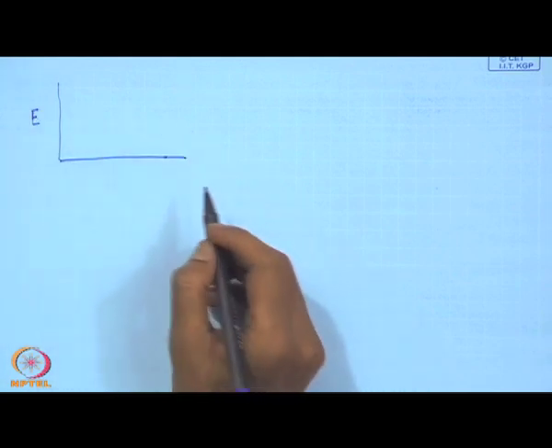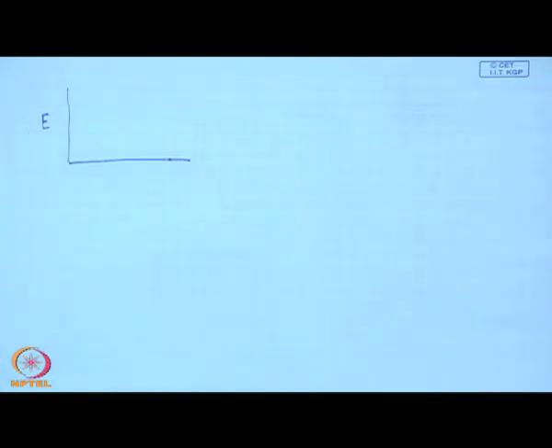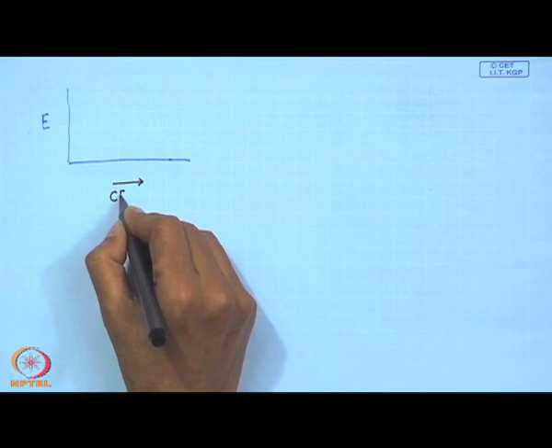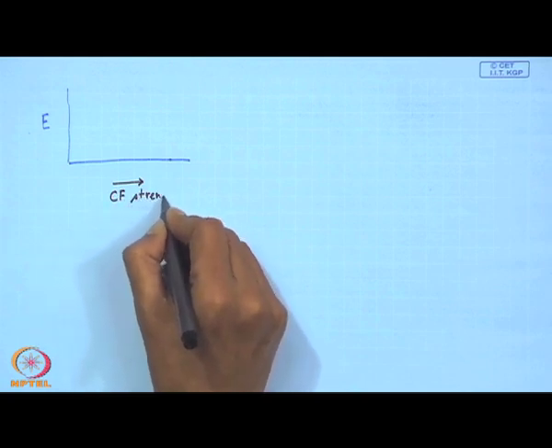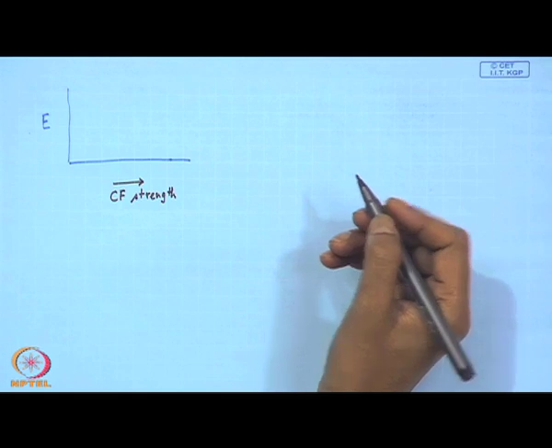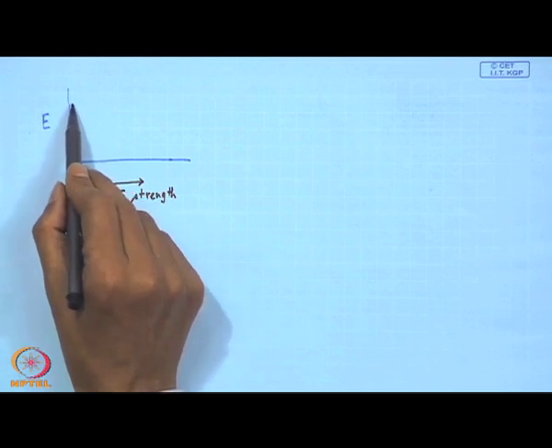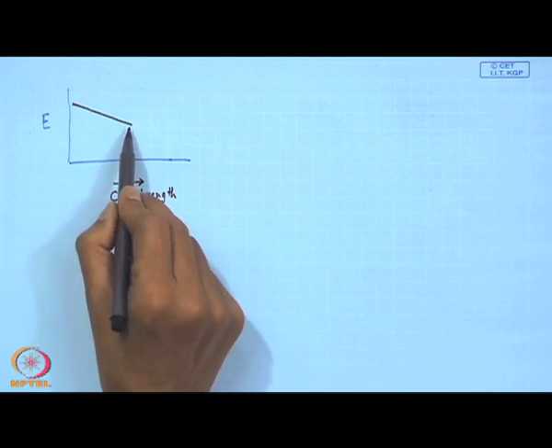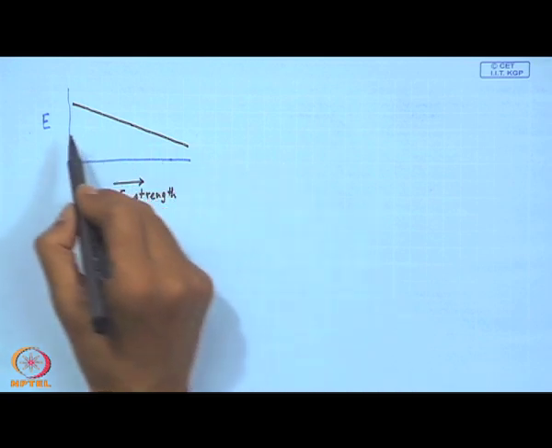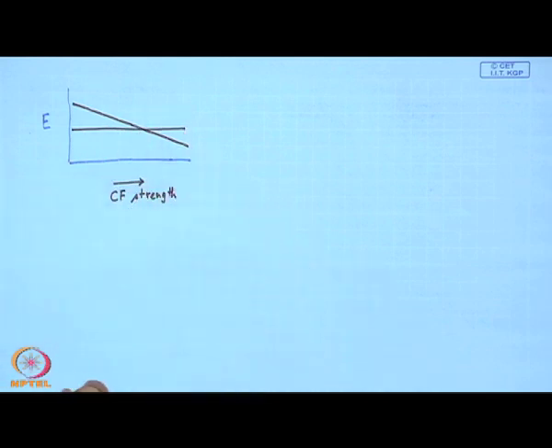So, E of the low spin and E of the high spin. We will find that as we change the crystal field (CF) strength, the energy for the low spin state decreases sharply compared to the energy for the corresponding high spin state, which is not decreasing so sharply.